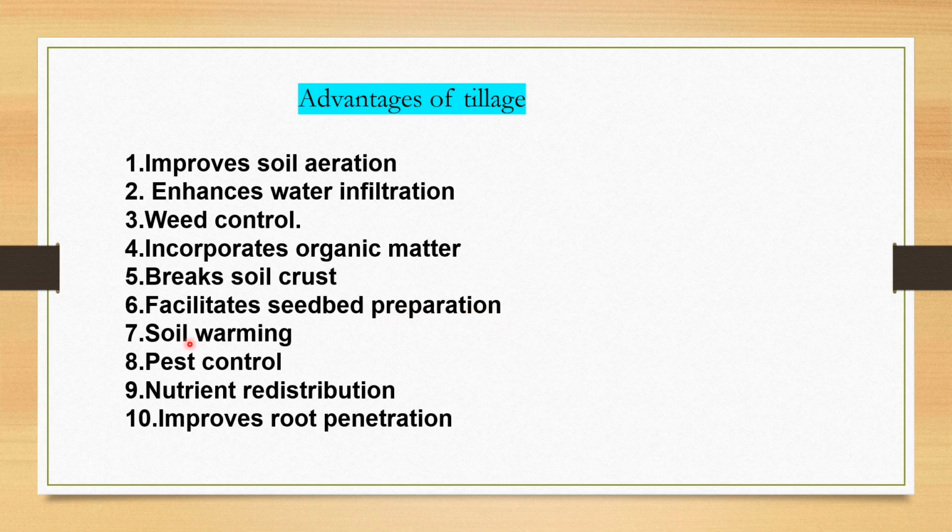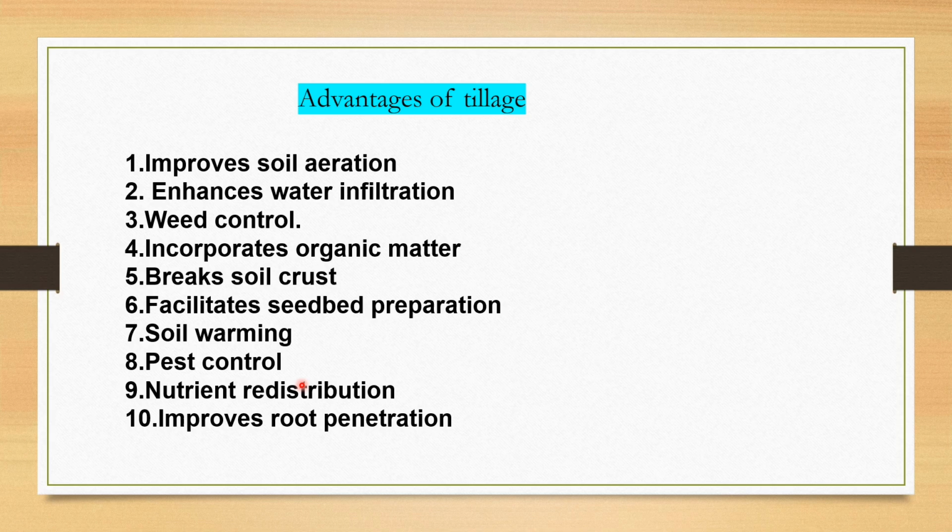And seventh is soil warming. Turning the soil exposes the dark soil to the sunlight and increases the soil temperature and promotes faster germination of the seeds. And eighth is pest control. Some insects are lying in the soil in their starting growth stages, and through tillage operations they are exposed to the sunlight, and by exposure to sunlight they can die, and we can control the pest. And ninth is nutrient redistribution.